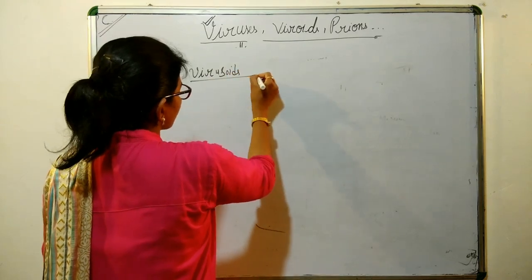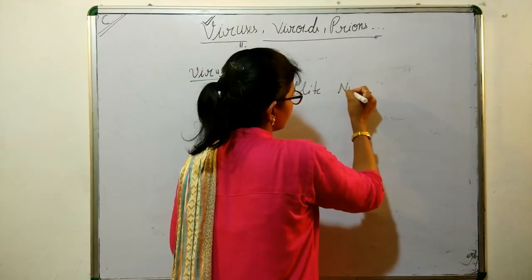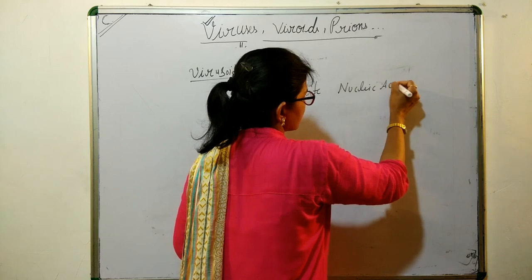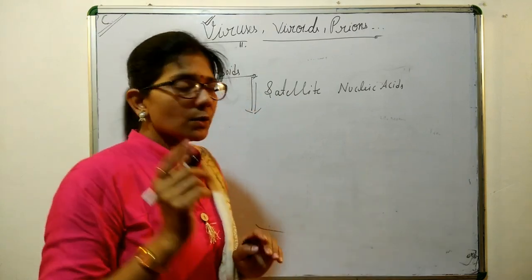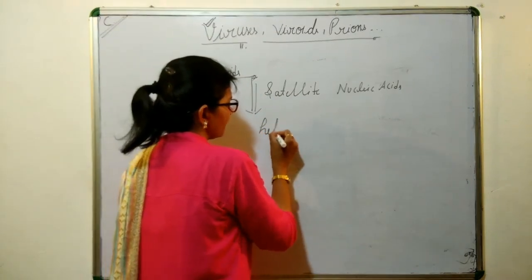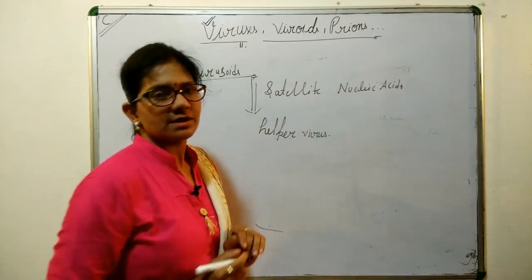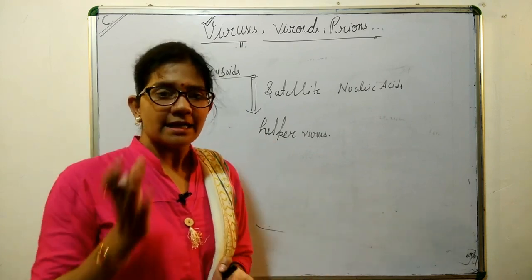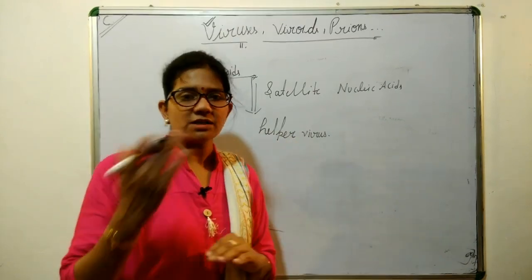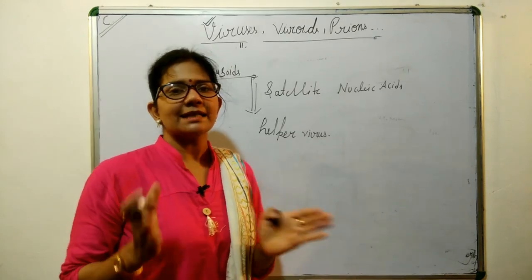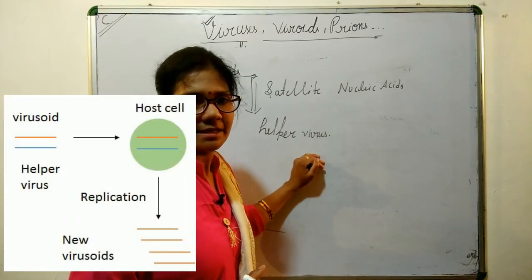What is this? Satellite nucleic acid. First thing, they are functional only when there is a helper virus present in the host cell. Okay, they can replicate only when the helper virus is there. The helper virus will replicate independently, as well as the virusoid will replicate itself, but it needs the helper virus.